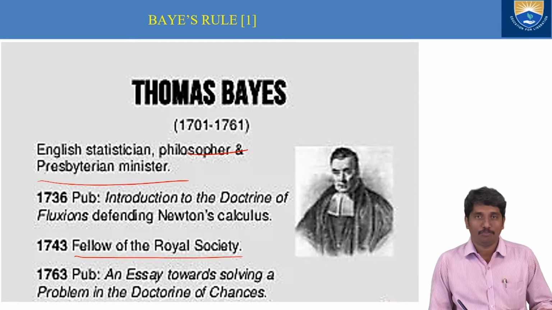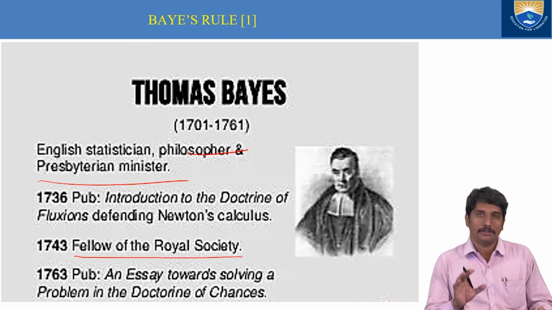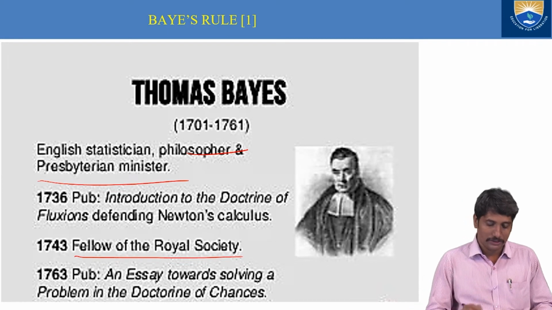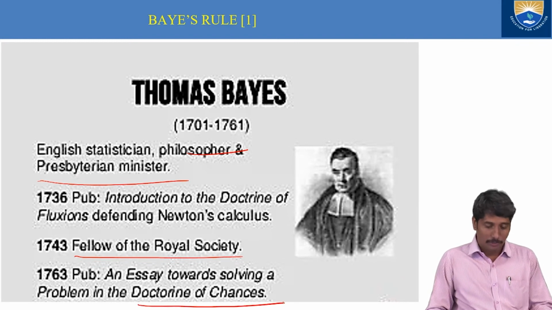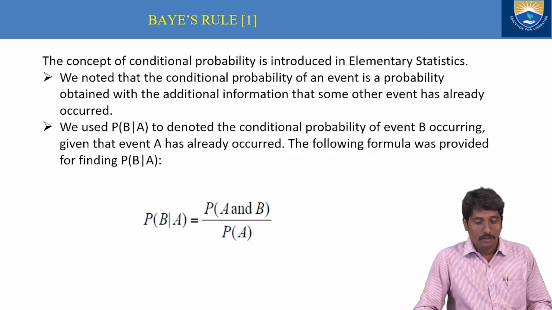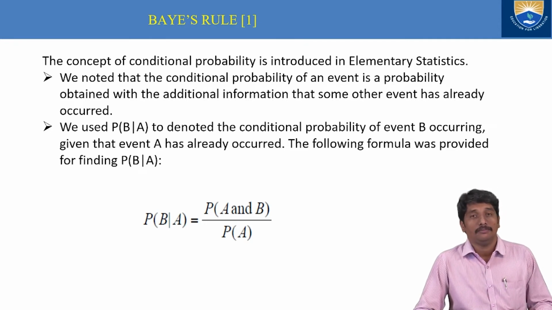After Bernoulli, Bayes has contributed a good amount to statistics and probability through his work, especially named Doctrine of Chances. It was published in 1763. So now, before understanding Bayes' rule, we must understand what conditional probability is. Of course, conditional probability is also introduced by Thomas Bayes.